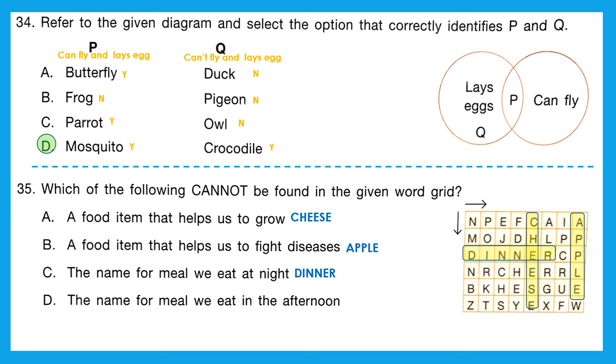Option D, the name for the meal we eat in the afternoon. So we all know that we eat lunch in the afternoon, and we did not find lunch in the given word grid. So D is the correct answer because we could not find lunch in the given word grid. So that is all for the NSO question paper.